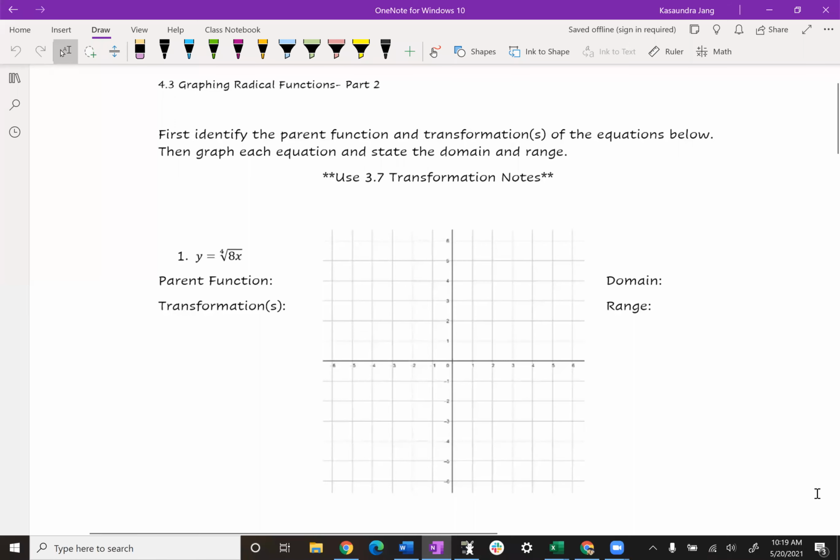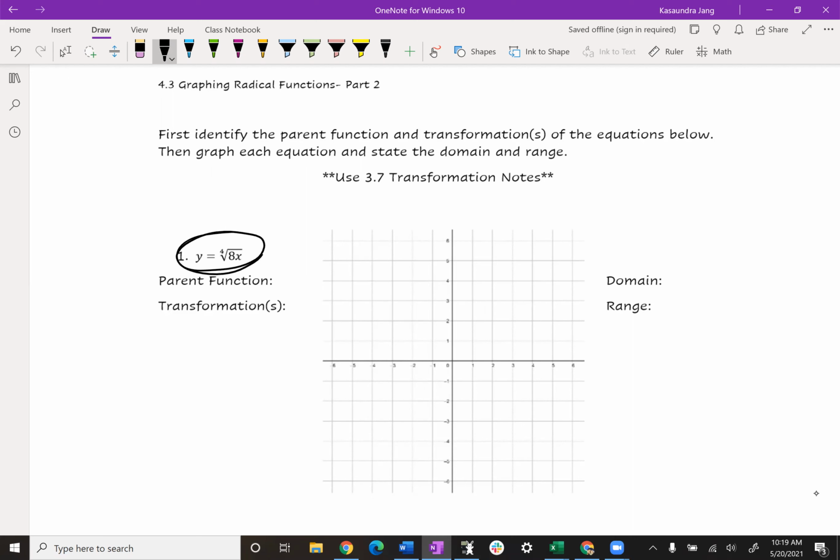Hey guys, so let's start 4.3 part 2. It says first identify the parent function and transformations of the equations below, then graph each equation and state the domain and range. So first things first, on number 1 here, my parent function, it's actually a fourth root.